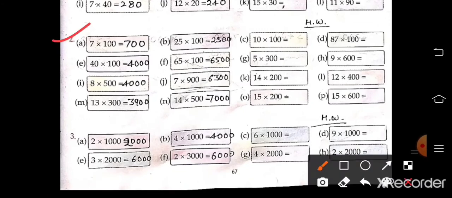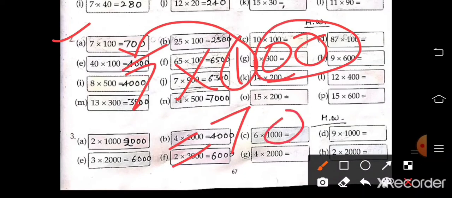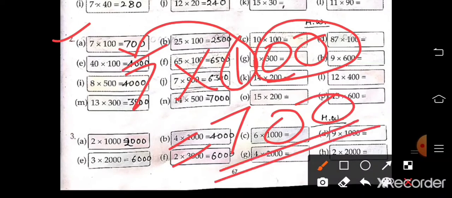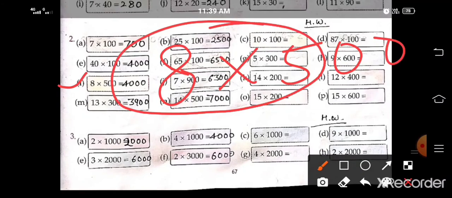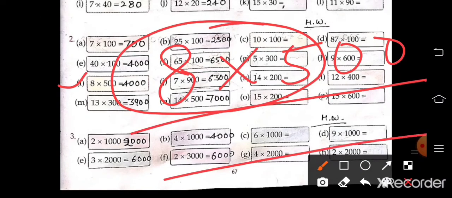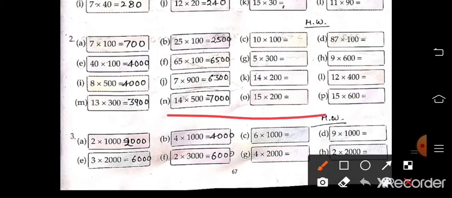Now the question number 2, 7 multiply 100. So first multiply 1 by 7, so 7 and put these two 0s at the last. 700 is the answer. Okay, now the I part, 8 multiply 500. First multiply 8 and 5. Okay, 8 multiply 5, 40, and put these two 0s at the last. Okay, so like this you have to do these sums.